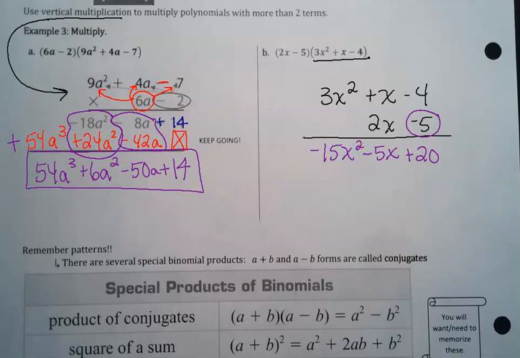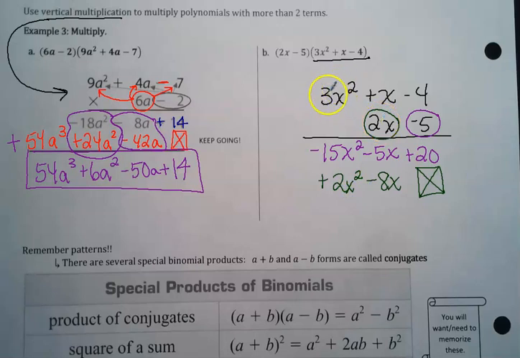So let's move over to our 2x term. 2x times negative 4 is, okay, I'm going to put my x in here before I forget, my placeholder. Let me ask that again. 2x times negative 4 is, good, negative 8x. 2x times x, excellent, is a positive 2x squared. And 2x times 3x squared, good, is a 6x cubed.